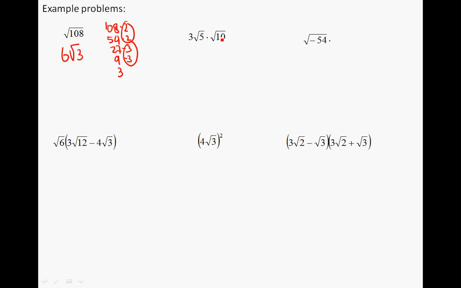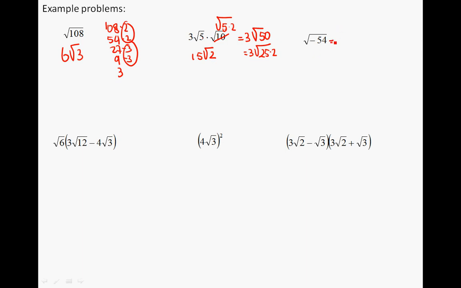3 square root of 5 times the square root of 10. Well, think of the square root of 10 as the square root of 5 times 2. So these 5's are going to pair up. So this is 3 times 5 is 15 square root of 2. The other way to do that would have been 3, and then the square root of 5 times the square root of 10 is the square root of 50. And you can see in 50 that there's a 25 in there, so that would be 3 times the square root of 25 times 2. The square root of 25 is 5, so 5 times 3 is 15. So it works either way.